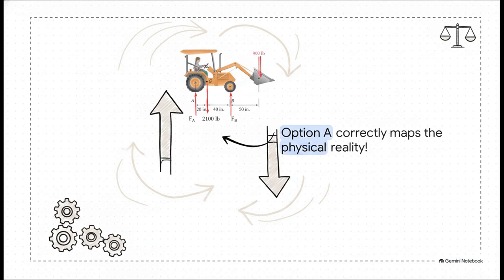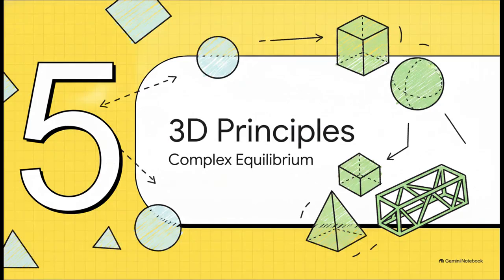It accurately places that 900 Newton load and the 2100 Newton weight pulling downward, exactly in opposition to the upward normal ground reactions at both sets of wheels. This perfectly visualizes the mechanical equilibrium required for that heavy tractor to operate safely. Let's move to Section 5 and see how this builds into something bigger: 3D equilibrium principles.